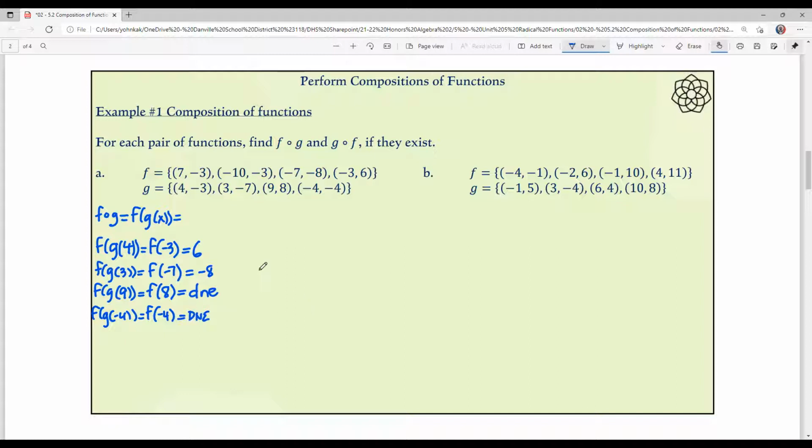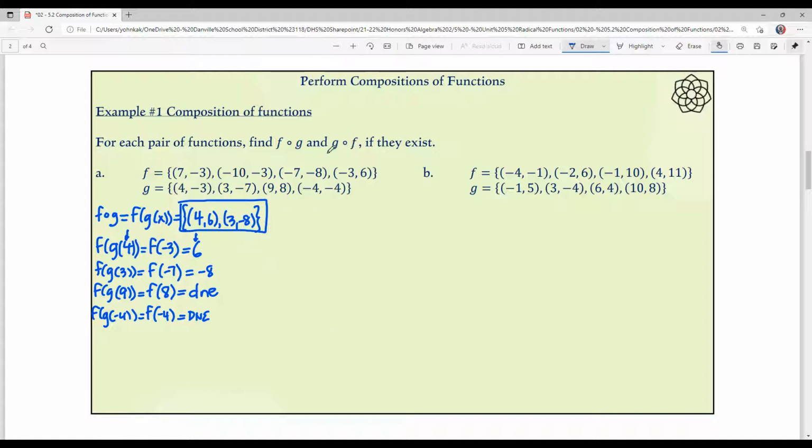So when I put my composition of functions together, I'm going to start with a curly bracket, and then I'm going to put ordered pairs in. Whatever the x is that I put in, and whatever the y is that I got out. So 4 comma 6 is my first value, and 3 comma negative 8 is my second. Close with a curly bracket. So here is f circle g.